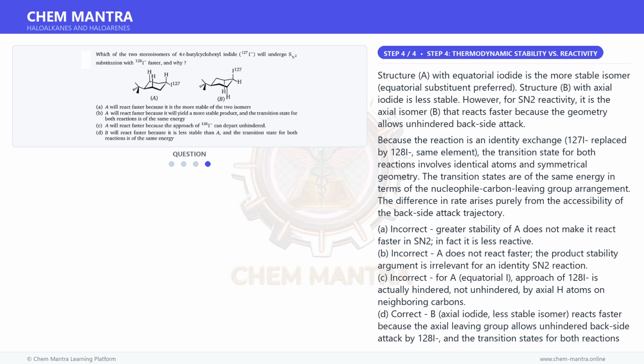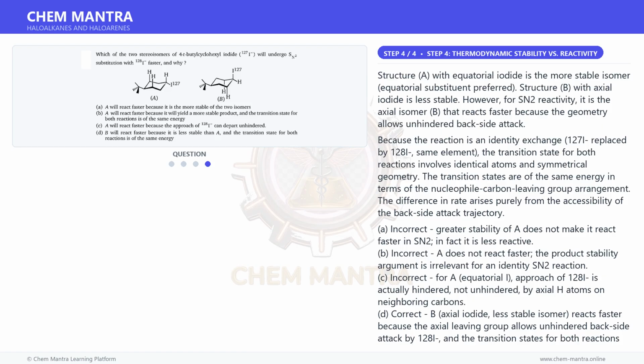And for the final step. Structure A with equatorial iodide is the more stable isomer, as equatorial substituents are preferred. Structure B with axial iodide is less stable. However, for SN2 reactivity, it is the axial isomer B that reacts faster because the geometry allows unhindered backside attack.